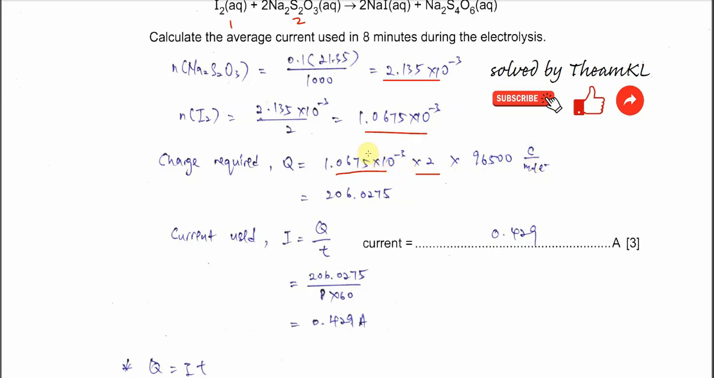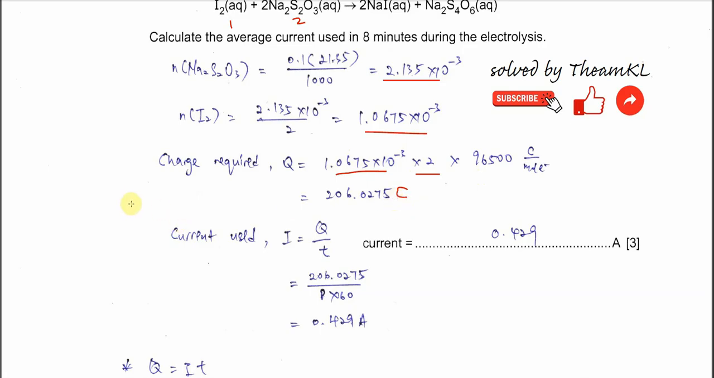Because this is the moles of electrons involved, what we get is the coulomb, the charge. So we just need to use the moles of iodine times the electrons involved, and times the Faraday constant. So we get this coulomb.